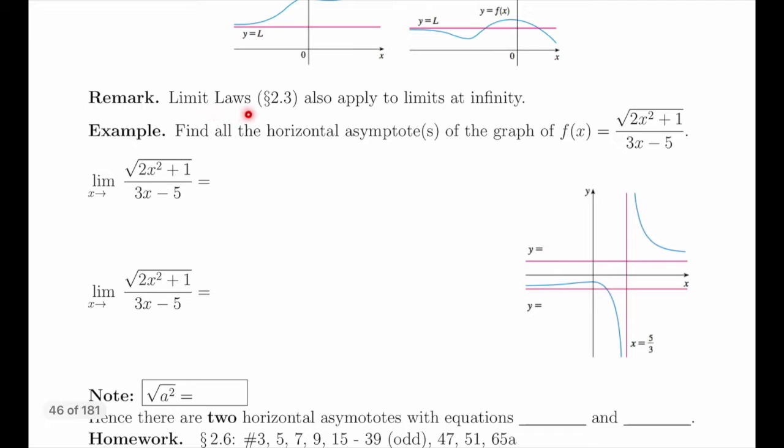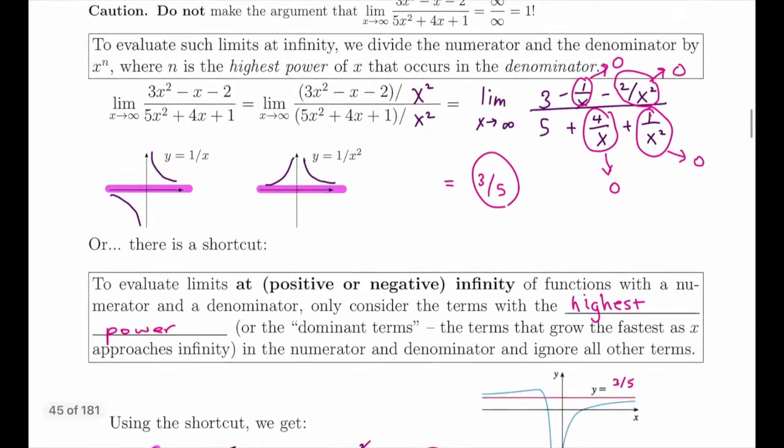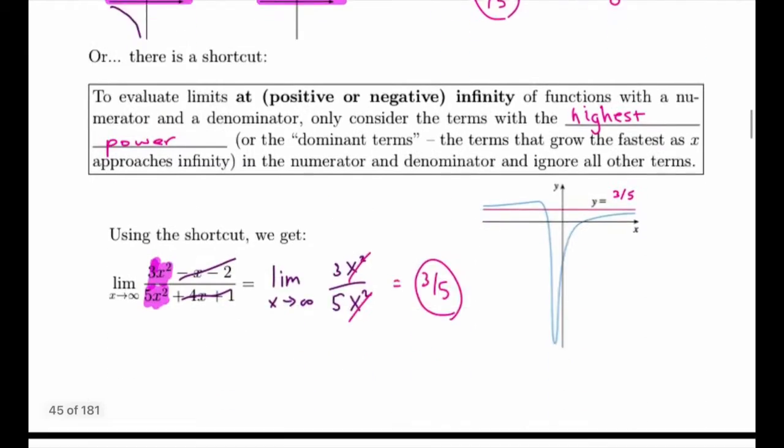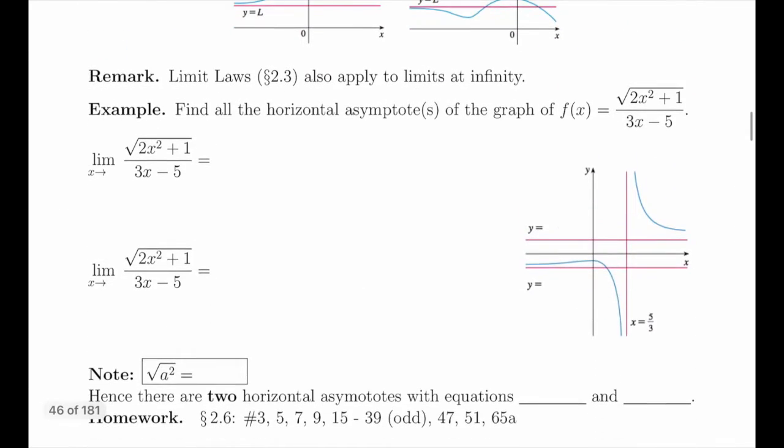It turns out that the limit laws can also be used to find limits at infinity, which is very helpful for us. In fact, I used a limit law without mentioning that earlier. All right, so let's try this. It's asking you to find all the horizontal asymptotes of the graph of this.